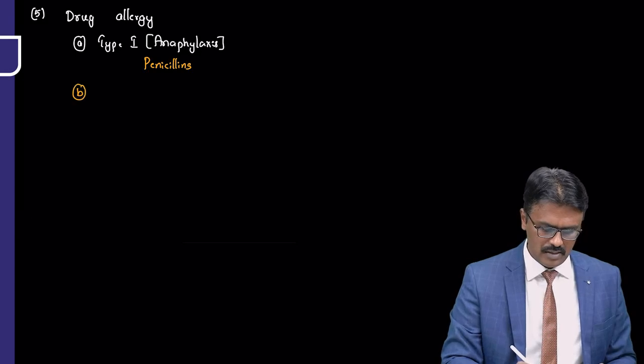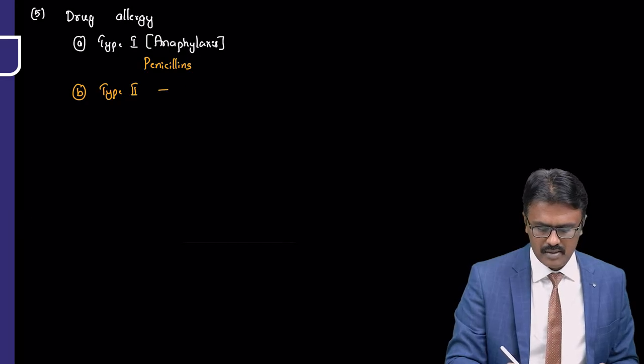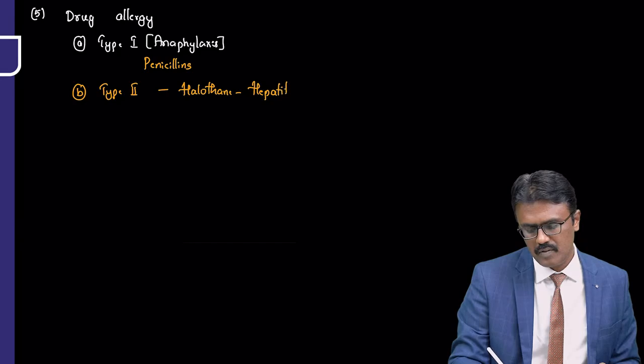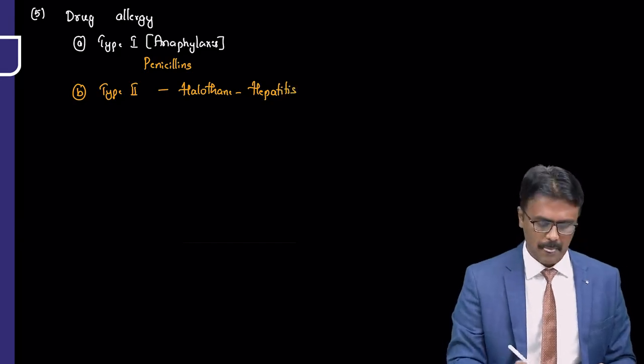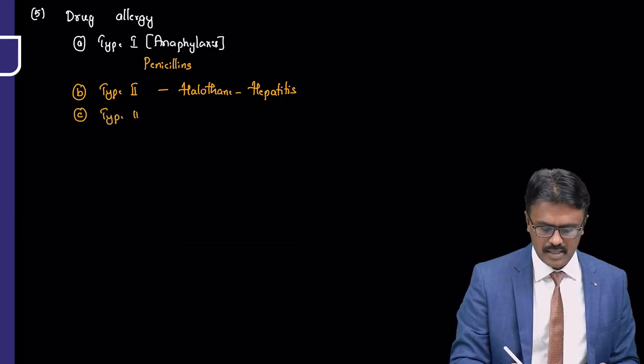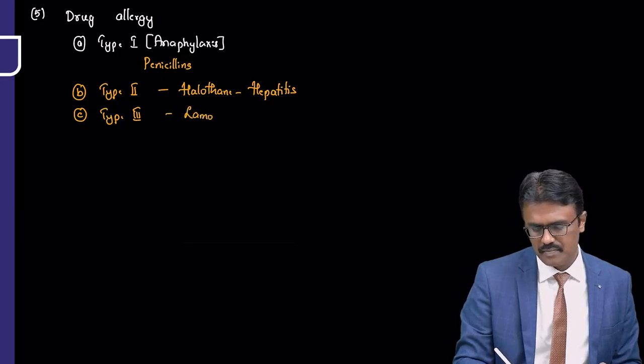The next one is type 2 hypersensitivity reaction. Example is the halothane. Halothane causing hepatitis. We call it as halothane hepatitis. Type 3 hypersensitivity reaction. Classical example is the drug lamotrigine. The drug lamotrigine causing Stevens-Johnson syndrome.